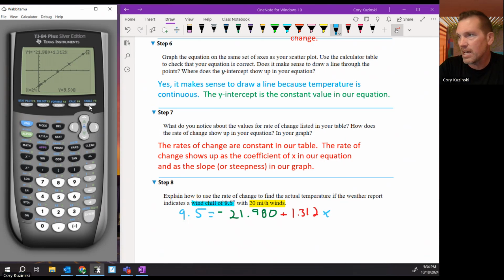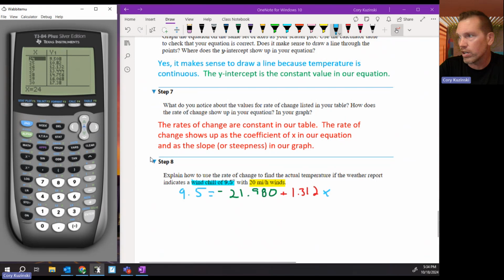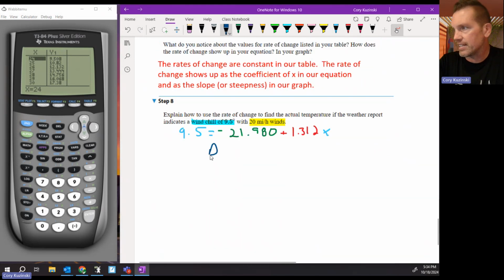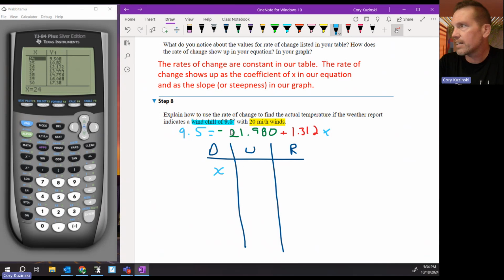I could use the table, go backwards, looking for 9.5. And again, it's right at about 24. Or I could undo the equation to find it exactly. Right now, undoing the equation is the only way we have to find this exactly. So I'll do that. So we got our x. What are we going to do to it? We're going to multiply by 1.312. And then we're going to subtract 21.98. To undo those things, we're going to add 21.98 and divide by 1.312. The end result of this is that we get the 9.5.